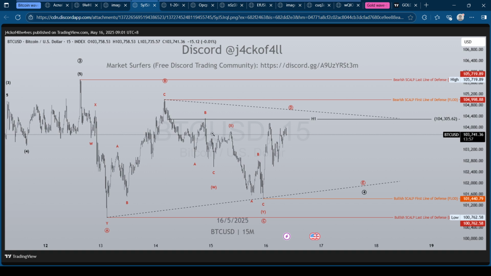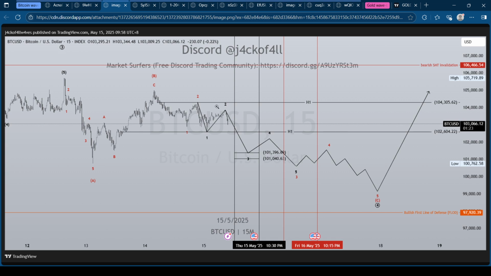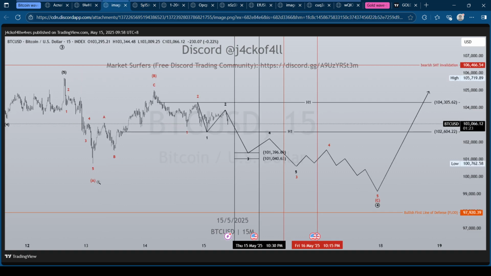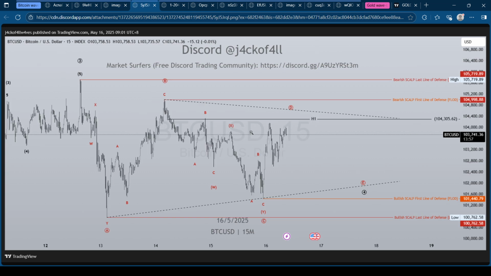Originally, I counted this as wave 1, 2. After breaking the price of my original wave 2 here, that's the time that I changed my bias from an ABC correction or a zigzag correction into a triangle, and labeled my bullish and bearish last line of defense.